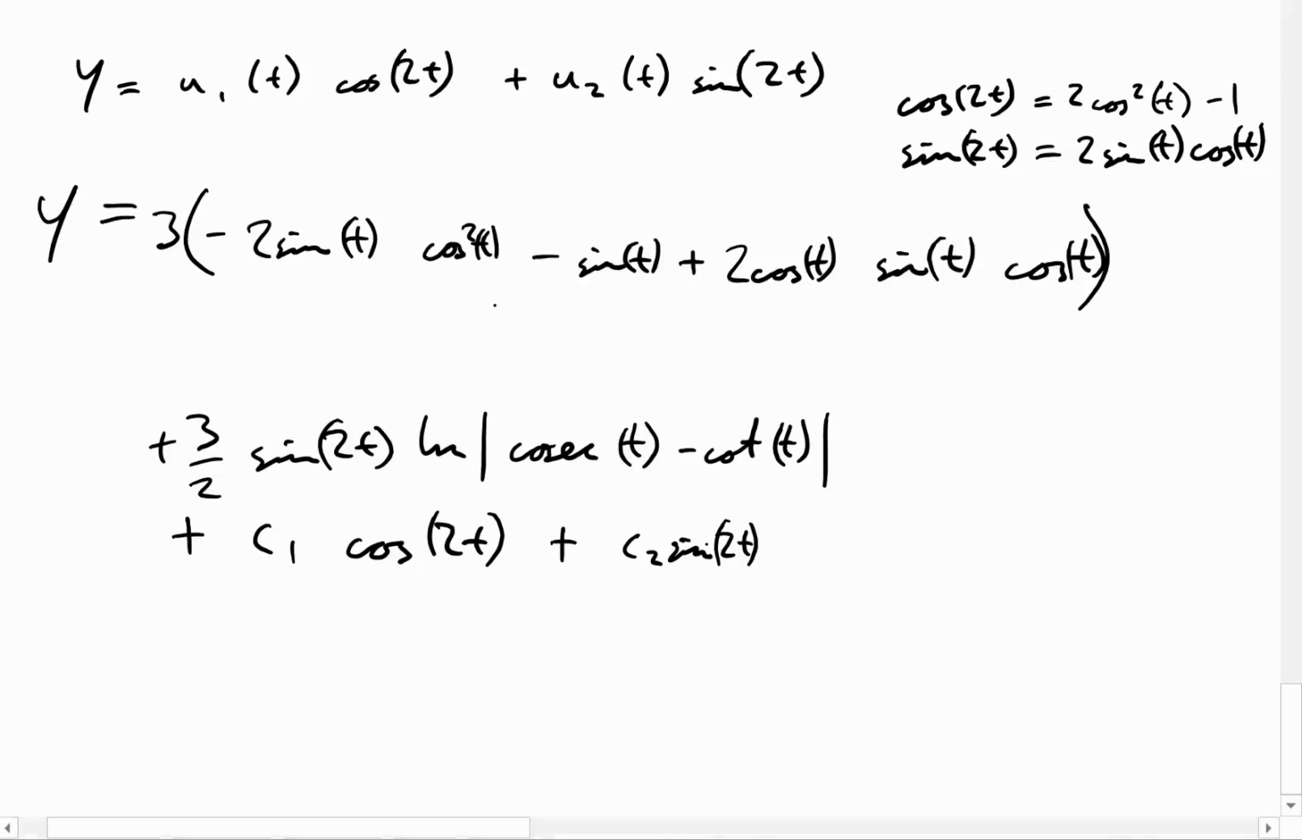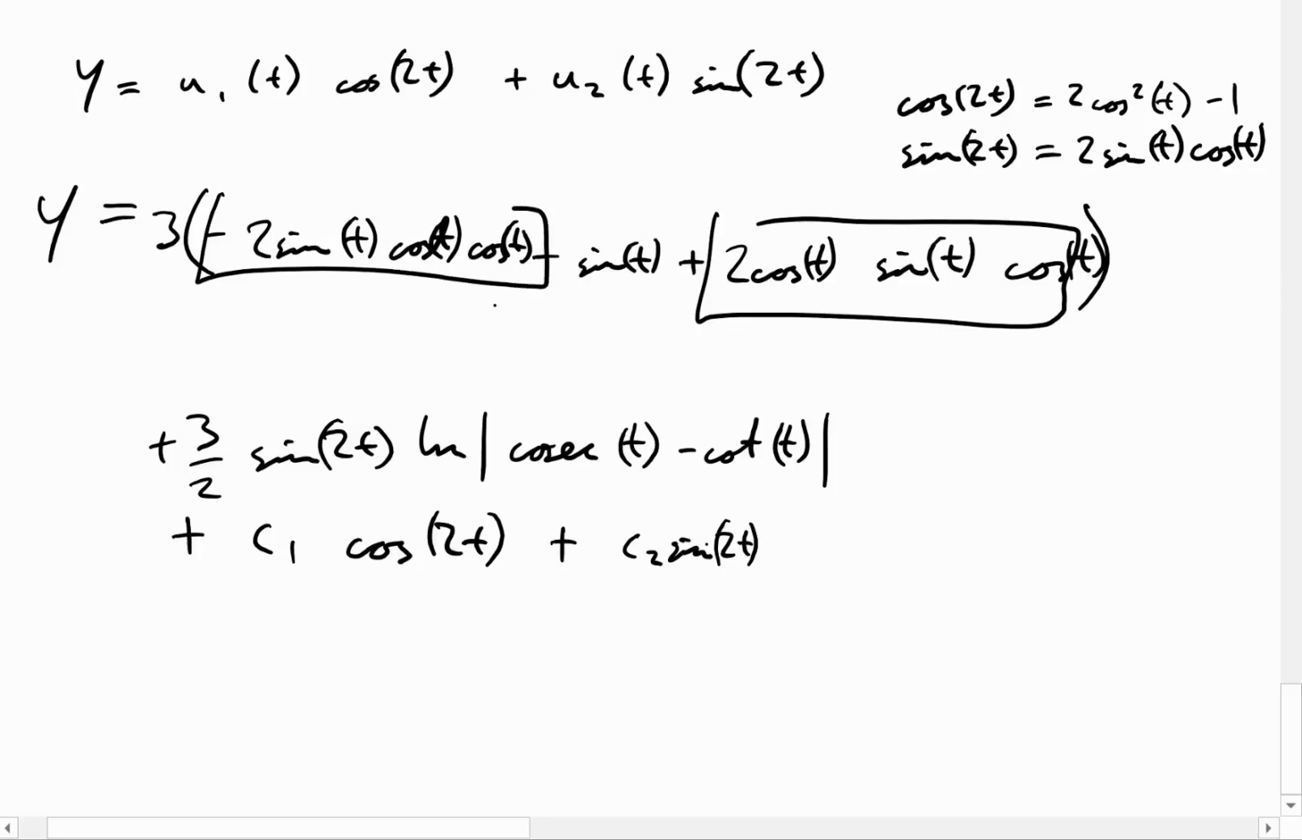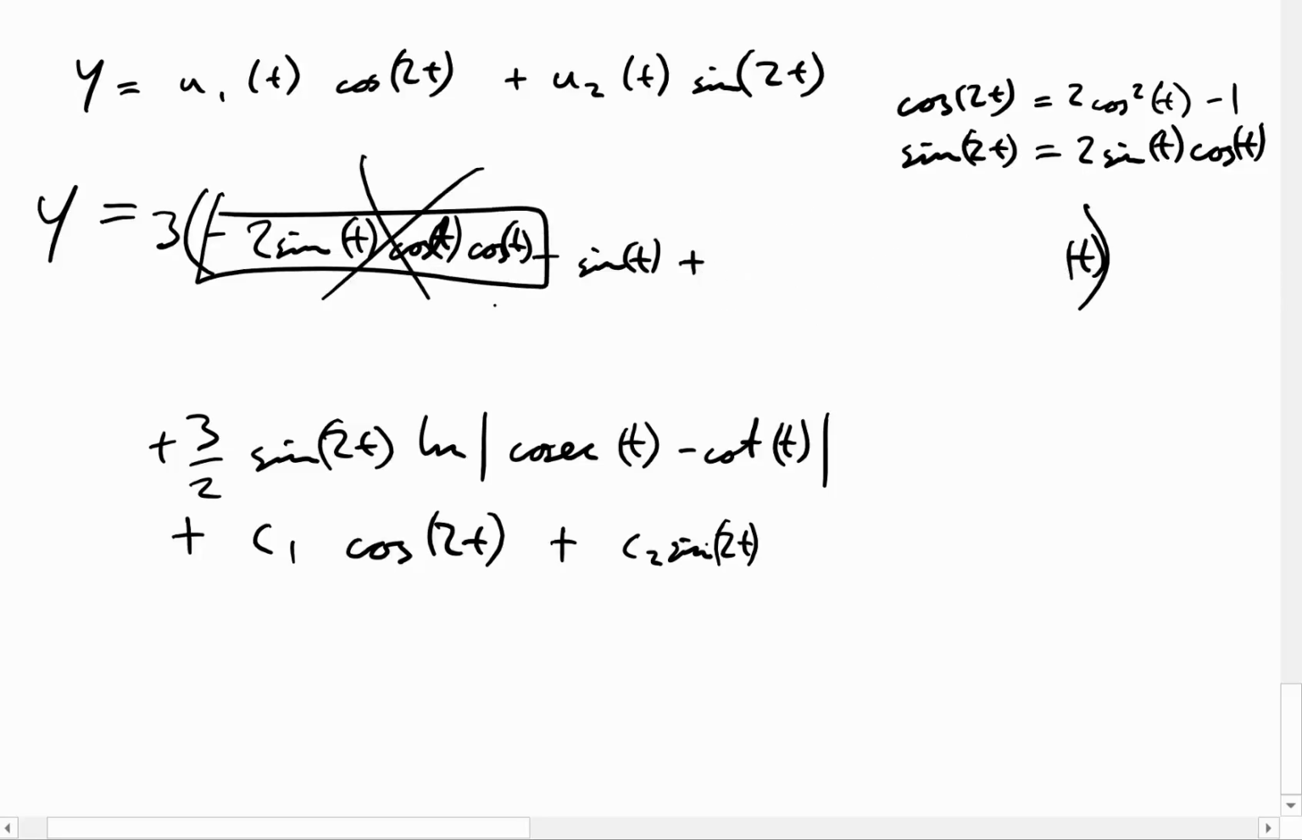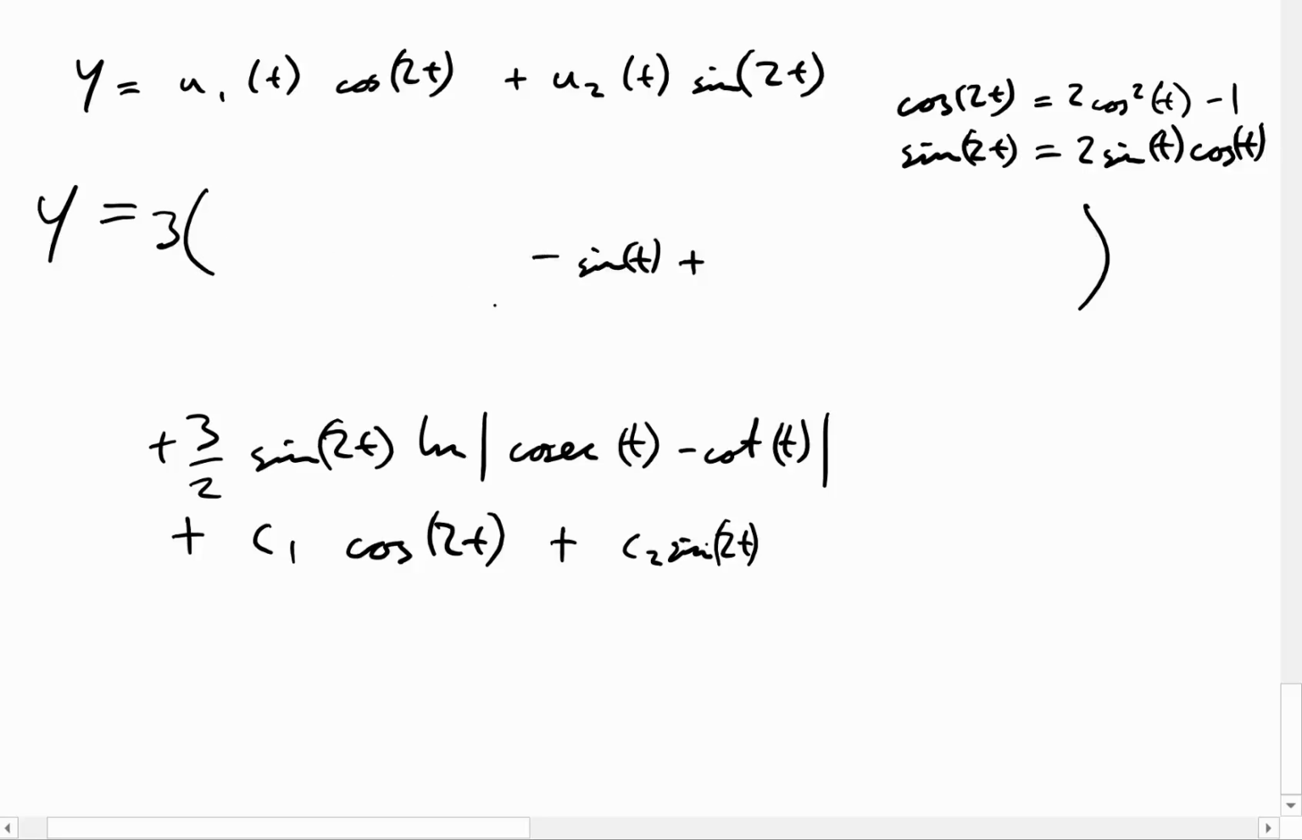Can I write that out a little bit neater? So effectively what I've got here, if I write this cos squared t out as cos t times cos t times cos t, then effectively what I've got here is 2 cos times sine times cos minus 2 cos times sine times cos. So effectively those two things will just cancel off. It's got minus something plus the same thing. So those two things will just cancel. So effectively all I'm just left with now is the 3 times minus sine t.